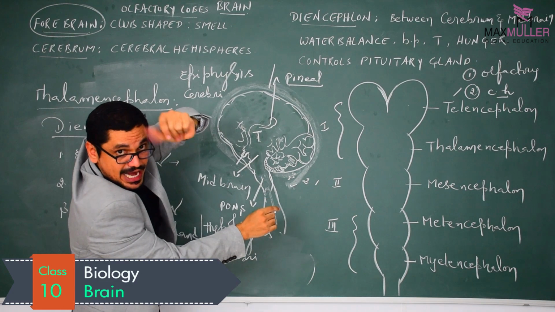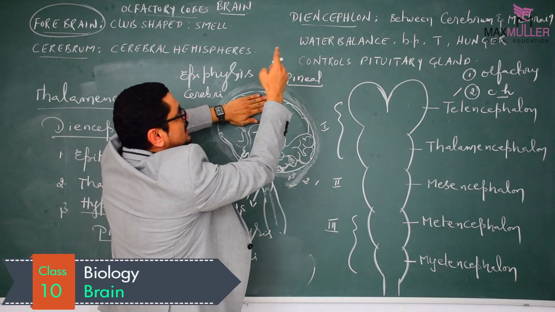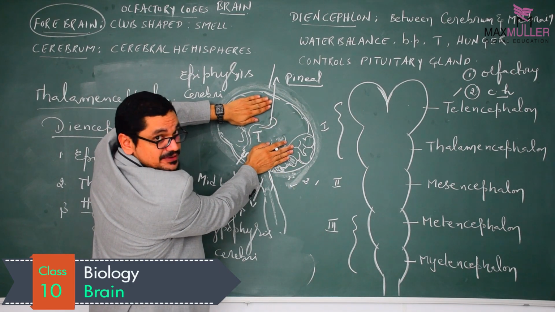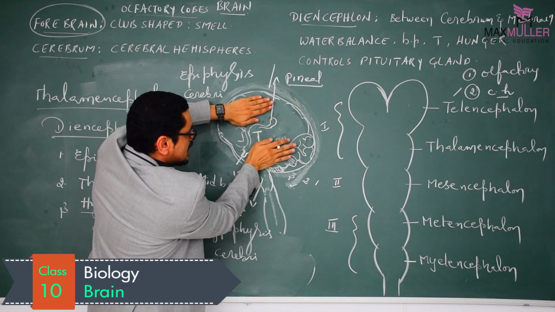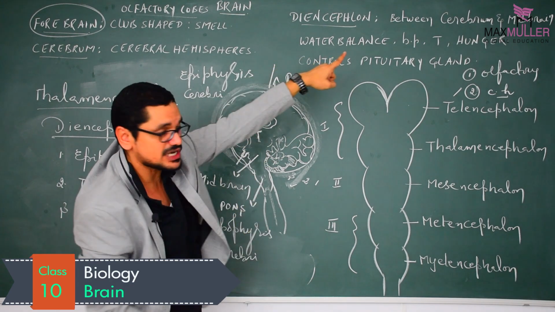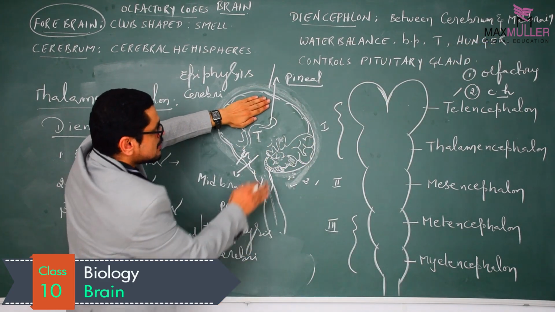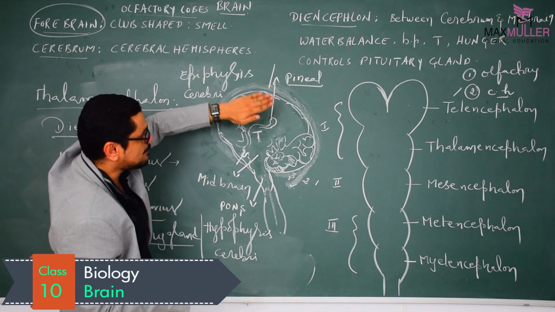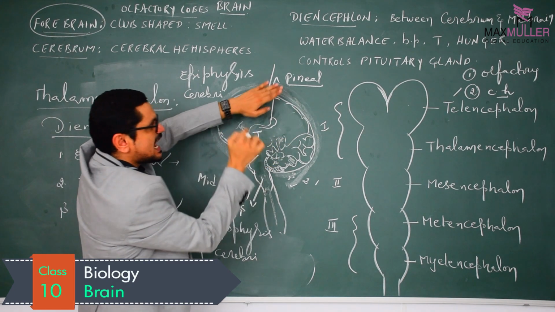Now imagine my upper hand. Students, please concentrate on the board. Imagine now my upper hand is the cerebrum, and the lower hand is the midbrain. Between this upper hand and lower hand, between the cerebrum and the midbrain, here comes the thalamus. That's what I mentioned there. Between the cerebrum and midbrain, the thalamus is present. Hope my point is clear. Upper hand is the cerebrum and lower hand is the midbrain. Between these two areas, the thalamus is present.